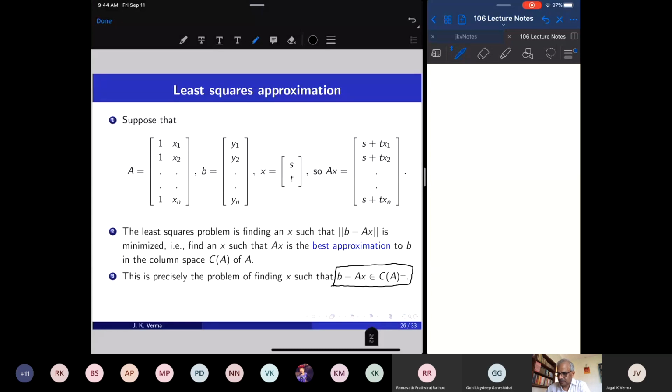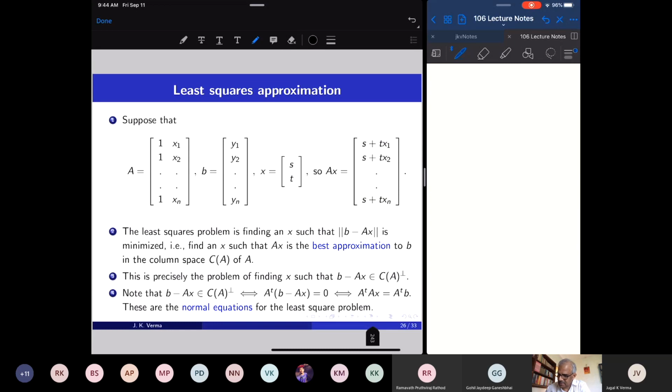CA is the column space. Ax is in the column space, but we want to minimize the error. So B minus Ax must be perpendicular to the column space. But B minus Ax is perpendicular to the column space means B minus Ax is perpendicular to every column. So if I take the transpose of the matrix, then the row vectors of A transpose are precisely the column vectors of A. And to say that the column vectors are perpendicular to B minus Ax means A transpose times B minus Ax is 0.